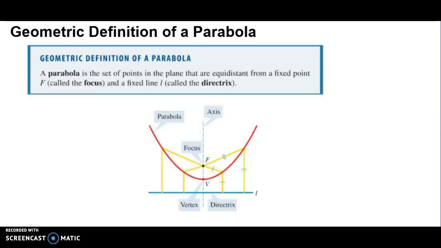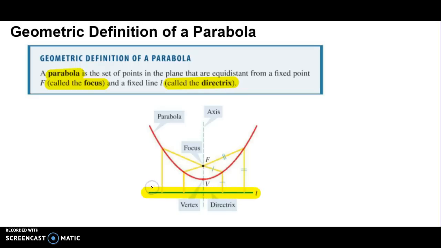So a parabola is a set of points in the plane that are equidistant from a fixed point, which is called the focus, and a fixed line, which is called the directrix. So we're going to talk a lot about the focus, the directrix, and just how we're going to form a parabola. Notice the image that's here.